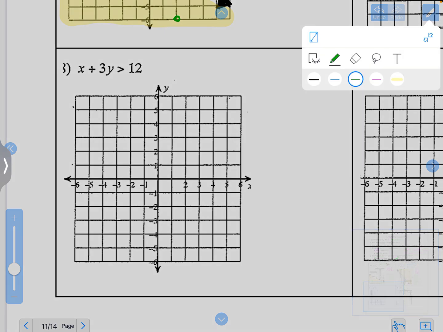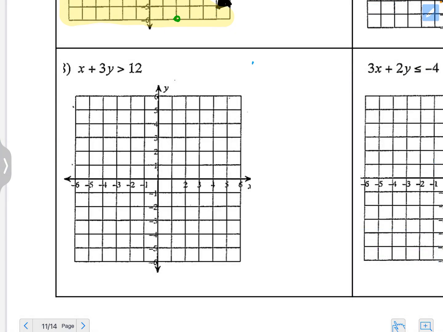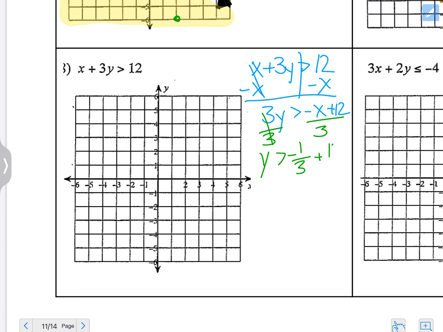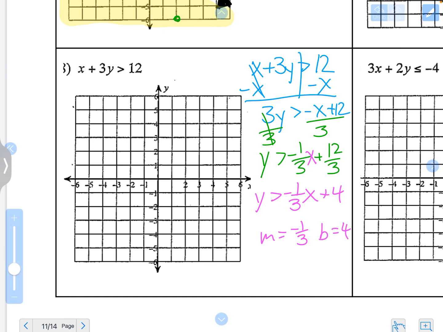All right, so this equation here is not in y equals mx plus b. So we've got to change it from standard form into slope-intercept form. So we need to subtract our x term to the other side. 3y is greater than -x plus 12. We need to divide by the number in front of y. I'm going to go ahead and split my terms to make this easier and to save room. And then our final step is y is greater than -1/3 x. Ooh, I forgot to write my x, plus 4. So that makes my m is -1/3, and b is a positive 4.